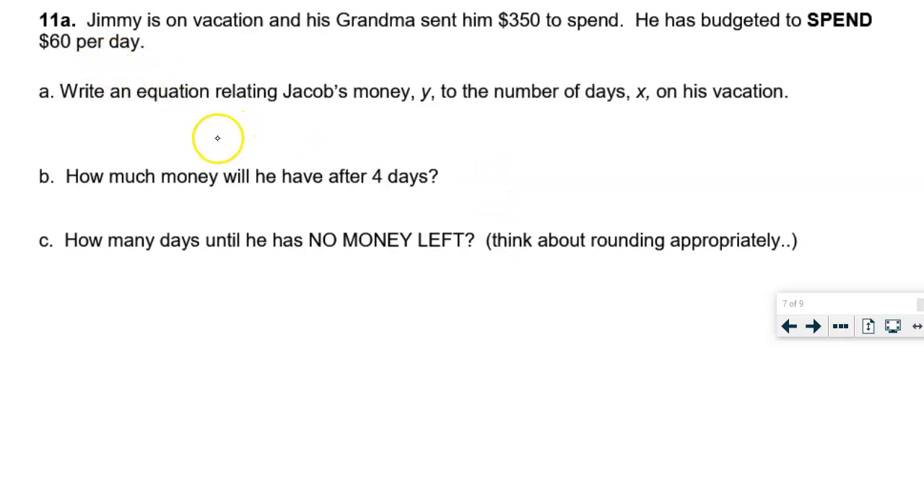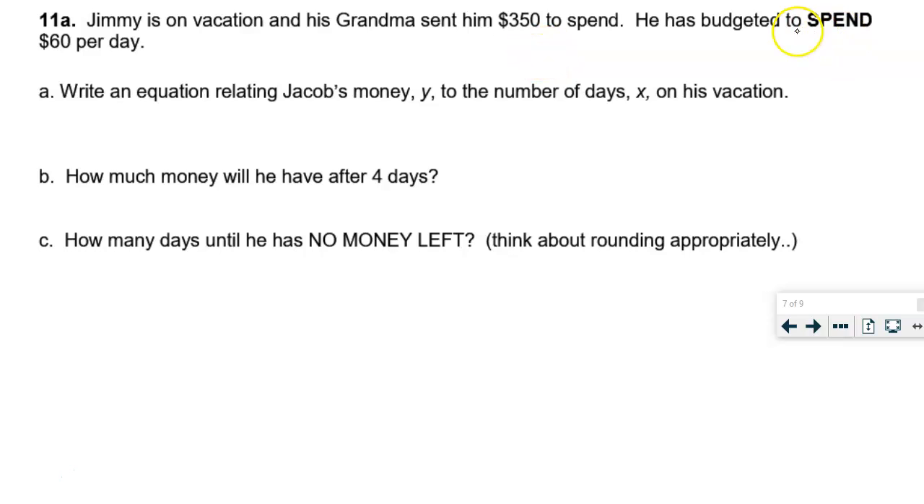This guy, however, this is the last time I'd like to see this standard. This is writing equations. And notice I didn't give you an equation on this problem, so you really have to know how to interpret the equation from the story problem. Jimmy's on vacation and his grandma sent him $350 to spend. He's going to spend $60 per day.